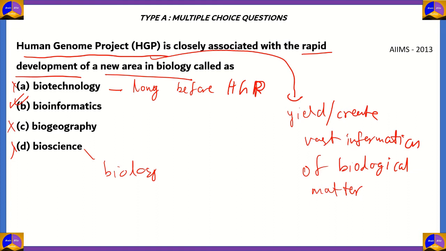You're basically coding and finding out the code for the entire human genome. That's a molecule that spans over 3 meters. So creating information with respect to finding out how to do genome sequencing is what made bioinformatics a new area in biology, created by the Human Genome Project. So option B, bioinformatics, is the correct option.